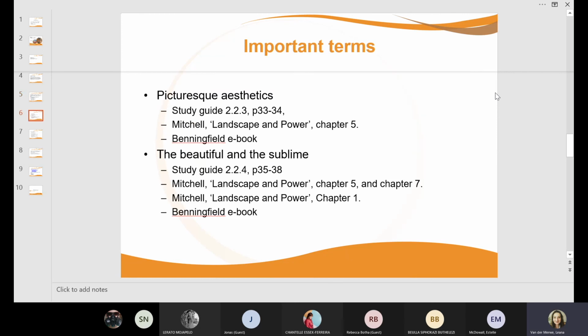Okay. So picturesque aesthetics. Before I start this section, let me just note this, that I'm going to now show you exactly where in the study guide you can find these things and which e-reserves. But before you make a decision on which of these you want to choose, please read the entire Learning Unit 2 and do all the activities, because this will help you decide which one you will feel most comfortable with.